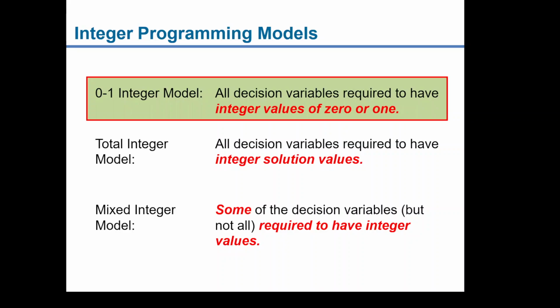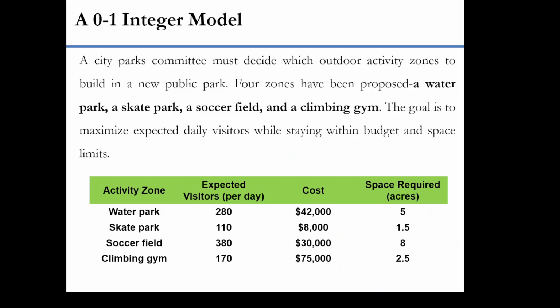So in this video, we are going to discuss a problem related to 0 1 integer models. We are looking at a problem of a city council that is trying to decide upon building different activity zones, and four zones have been proposed: a water park, a skate park, a soccer field, and a climbing gym. The goal is to maximize the daily visitors while staying within the budget and space limits. So we are given these four options.